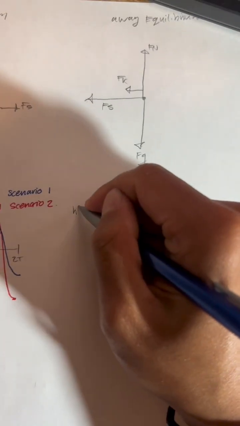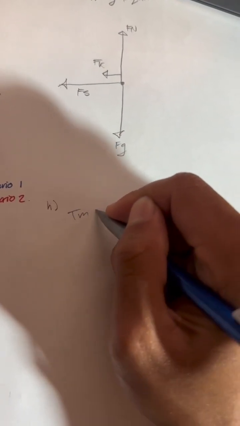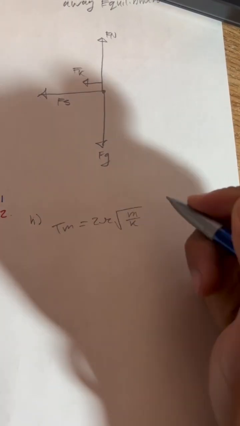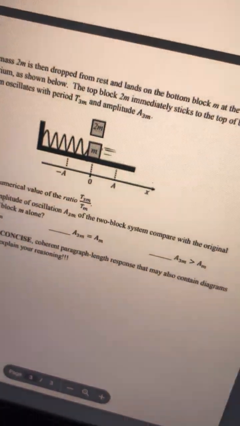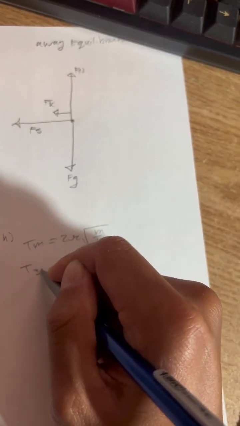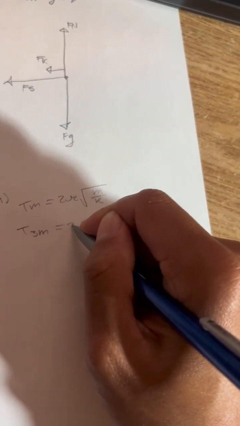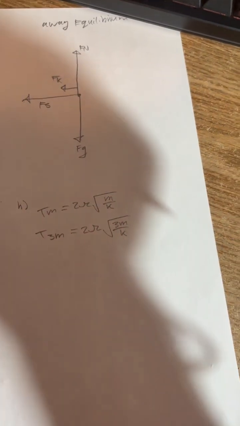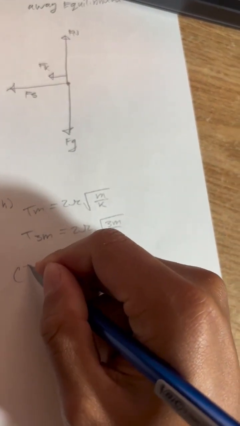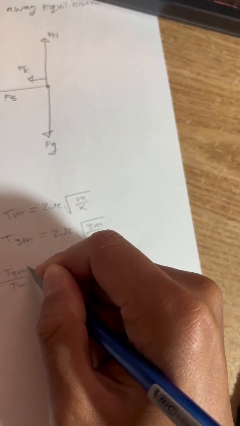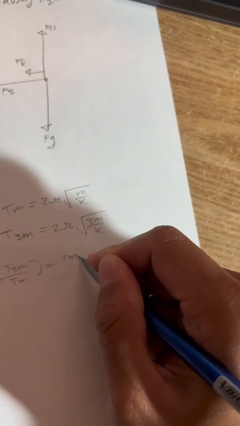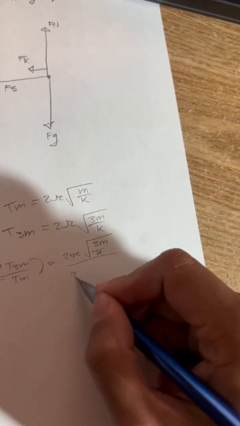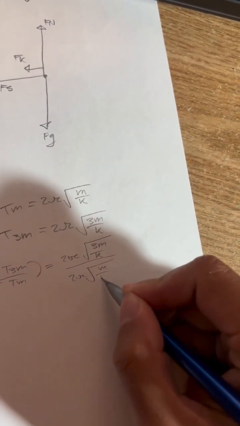All right, for part H, T m is equal to 2 pi root m over k, but this one now has 3m. So what's really changed is just the mass. So I'm going to write T 3m is 2 pi root 3m over k. So now the ratio of T 3m over T m is 2 pi root 3m over k over 2 pi root m over k.